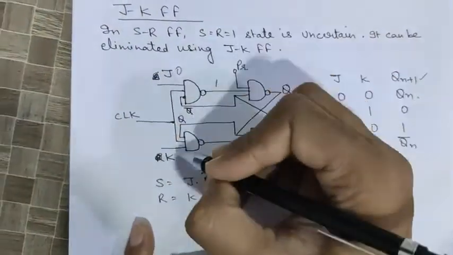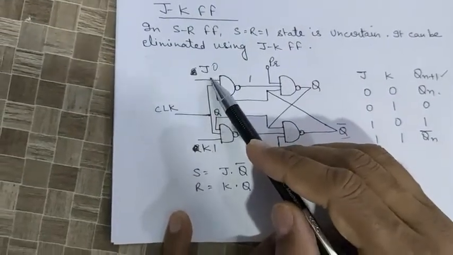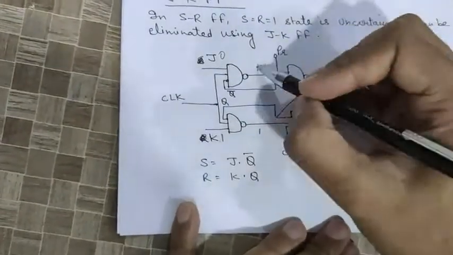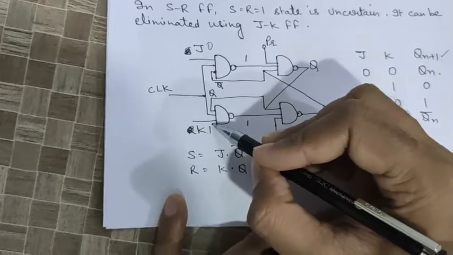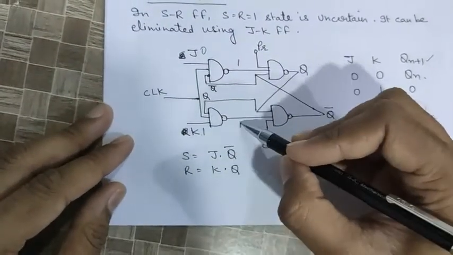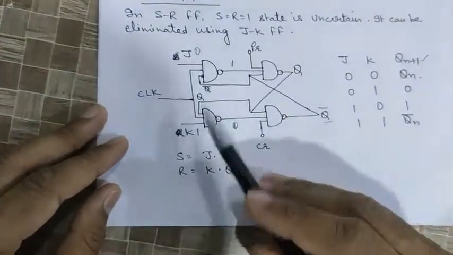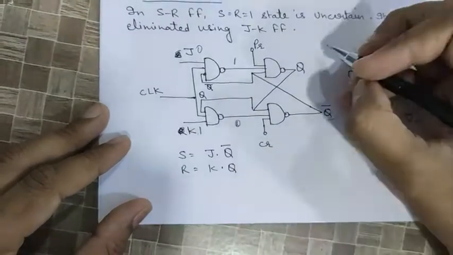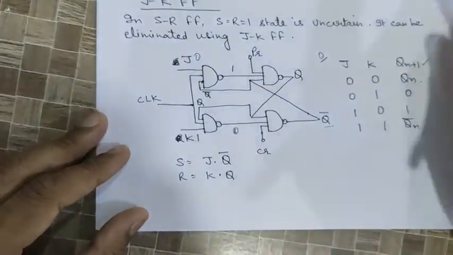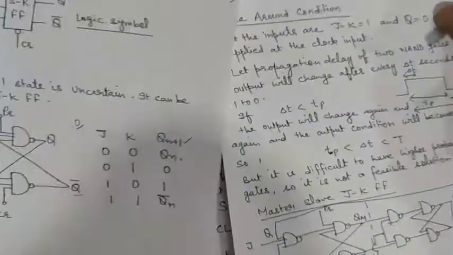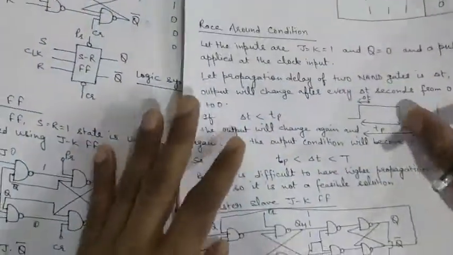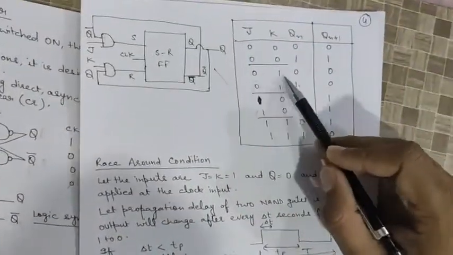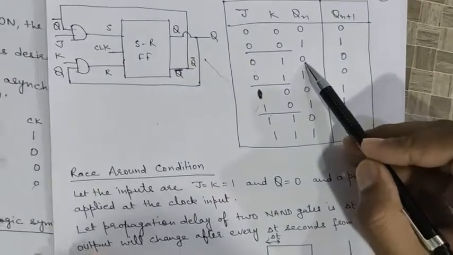So J is 0, K is 1. As J is 0, the output will be 1, and in this case all the 3 inputs are 1, so it will be 0. Here I am supposing that the value of Q is 0. In this case we can have 2 cases. First case is if J is 0, K is 1 and Qn is 0.